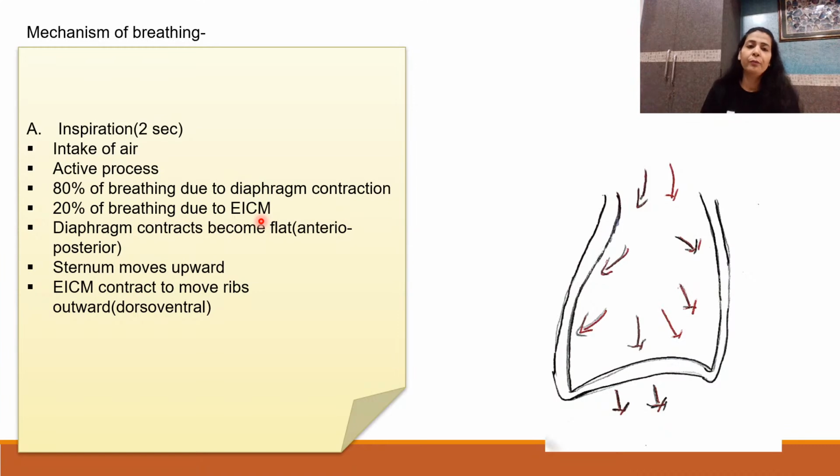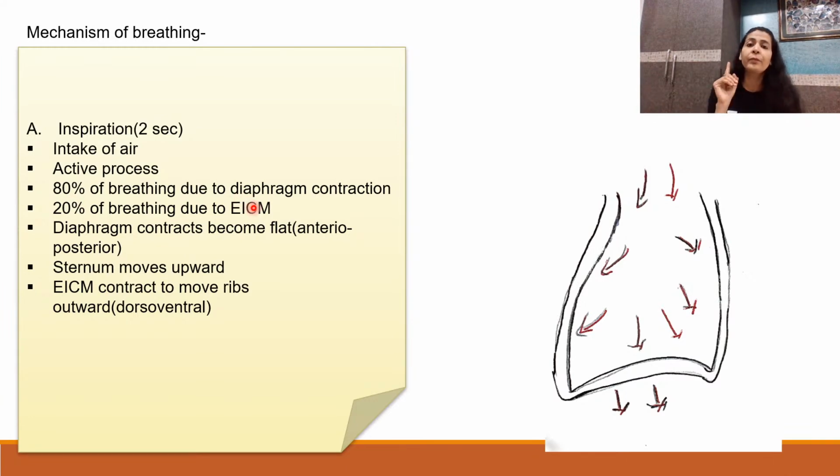But when you do those counted breathing exercises, where you take in air, wait for several seconds, hold the breath and exhale the air, there all the muscles are involved. But when you are subconsciously breathing, not paying attention to your breath and doing some work and still breathing, that breathing we are majorly talking about. So under normal breathing conditions, 80% of the breathing is due to diaphragm contraction. Only 20% is due to intercostal muscles.